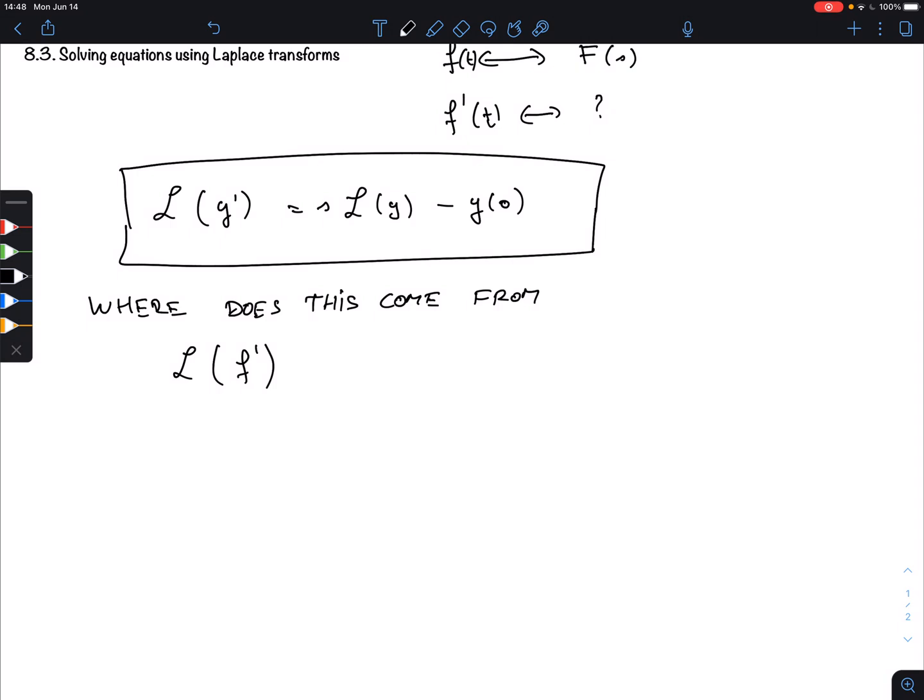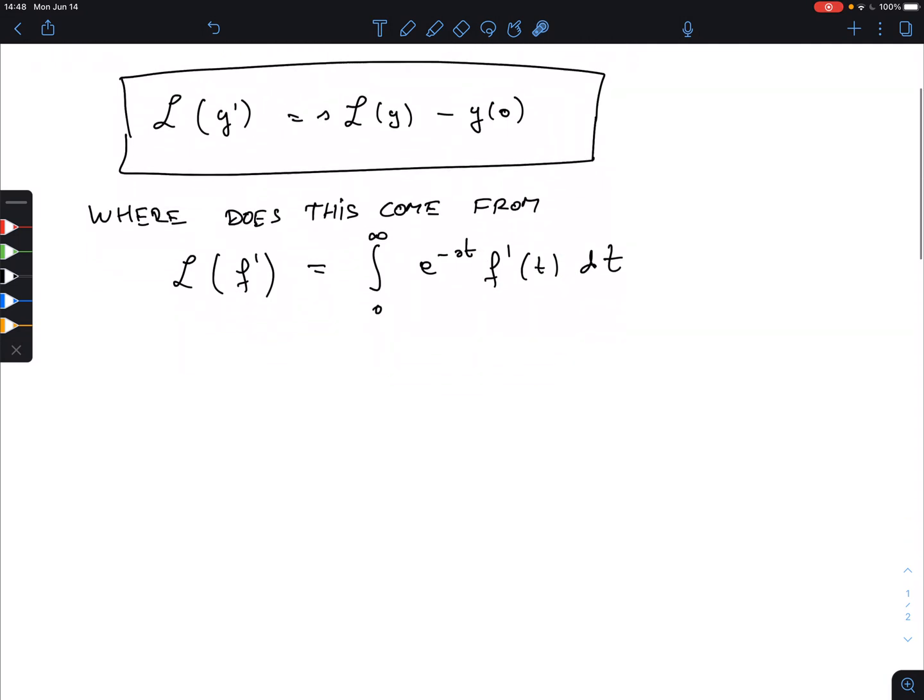So by definition, what is this? By definition, this is the integral of e^(-st) f'(t) dt. That's what the Laplace transform of a function is. Here you put in the function, and our function is f', so that's why the f' goes in there. Okay, so let's look at this integral first.